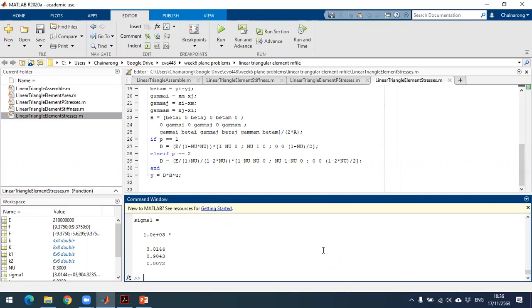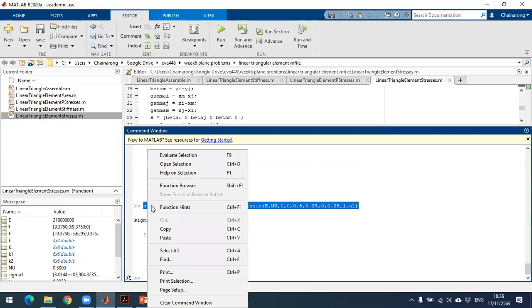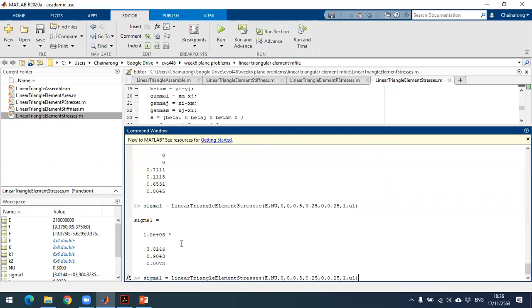So the same for element number 2. For element number 2, sigma 2. Okay, and change a little bit. It should be 0. It should be 0.5. 0.25, 1 and 2. Okay. Then we have sigma 2 already.